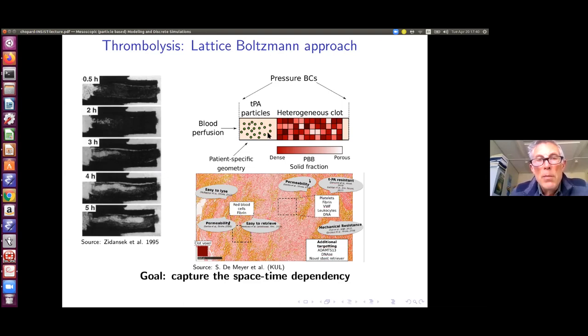And you have this blood particle, typically TPA or any particle that will start to dissolve the clot. And here you have this image from Simon de Meyer, which shows that indeed this object is not uniform. You have regions that are platelet rich, red blood cell rich. And you also have this image which shows that the flow is likely to be non-uniform across this object. So again, we want a simple model, but we want to put this simple model in a realistic flow situation.